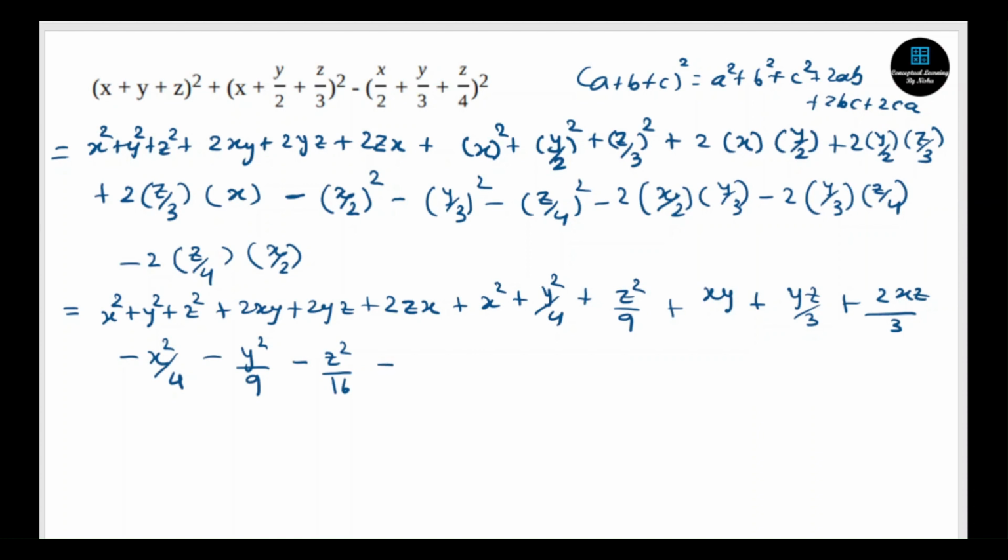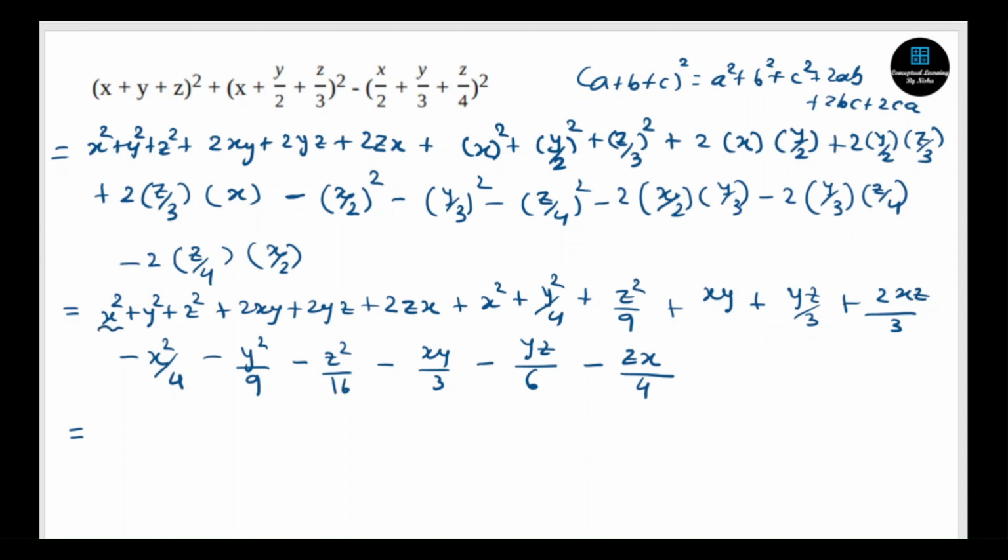Now minus 2 get cancelled out, xy upon 3, minus 2 cancelled out, yz upon 2 into 3 which is 6, minus 2 cancelled out, so zx upon 4. Okay, do it very carefully so that you don't make any mistake here.